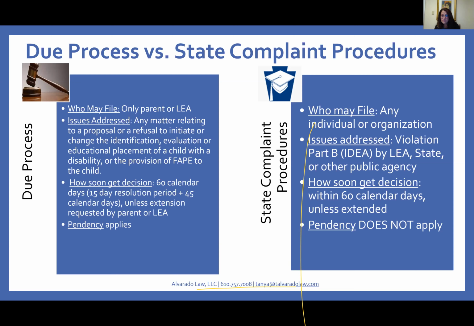How soon do you get a decision? So the state complaint process has to be investigated and you get a decision within 60 calendar days. With the due process complaint, it's also 60 calendar days, but it kind of breaks down a little bit. You have 15 days to try to resolve it. And then the additional 45 days to go through the hearing and get a decision. In both cases, the parties can agree to extend that timeline if it's necessary to be able to provide enough information or call enough witnesses or just present enough evidence, if it's necessary.